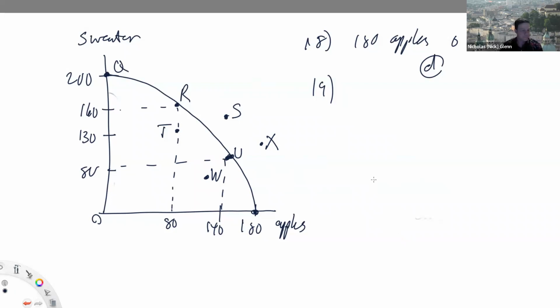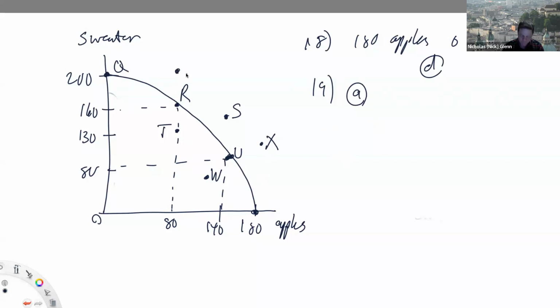Okay. So 19, which of these is possible? 80 bushels of apples and 160 sweaters? Well, yeah, that's R. It's on the line, which is where it's efficient. It can produce that. So A is good. What about B? 80 bushels of apples and... wait a minute, I'm looking at the wrong one. 80 bushels of apples and 200 sweaters. Sorry, I was looking at the wrong one. So that would be up here.